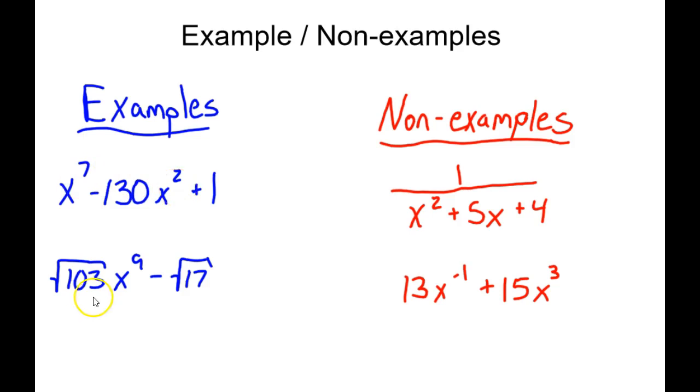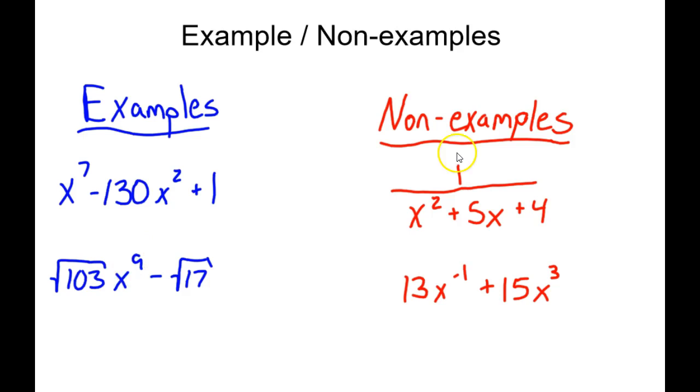If we look at the next one, we have radical 103, x to the 9th, minus radical 17. The square root of 103 and the square root of 17, those are irrational numbers, but they're still real numbers. So we have real number coefficients, and then we have x to the 9th power. 9 is a whole number, so it still satisfies those two conditions.